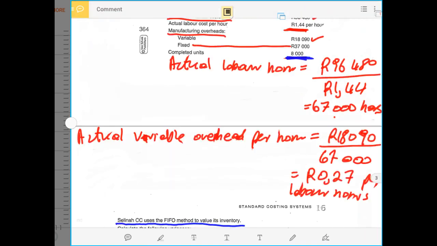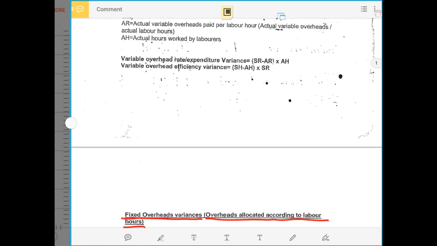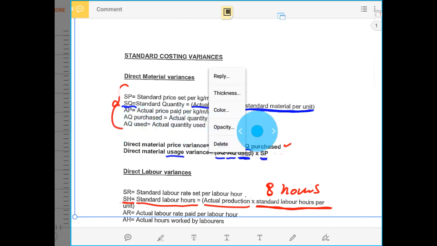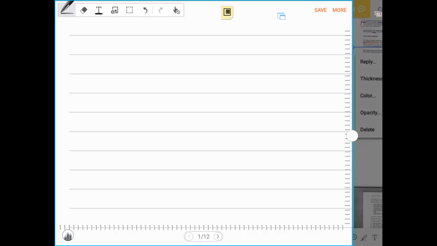And now with these variances, please also be aware, I will do a cross-reference all the time so that you are familiar with this. Our material price variance is the standard price minus the actual price times the actual quantity purchased. Then the material usage variance is standard quantity minus actual quantity used, take note, times the standard price. So now let us do the variances as they are required in this exercise.